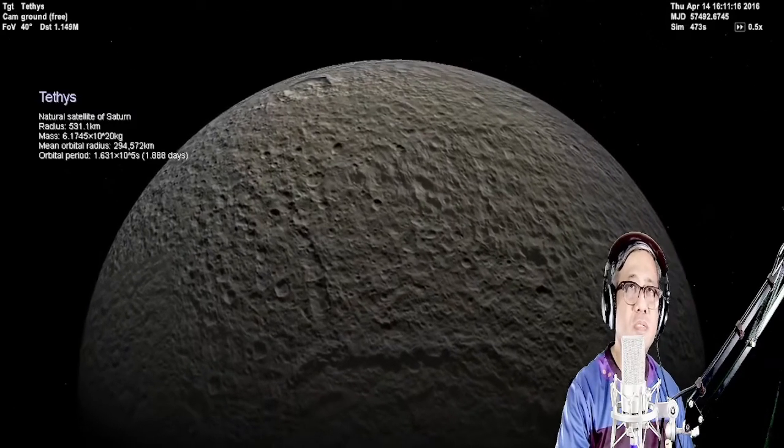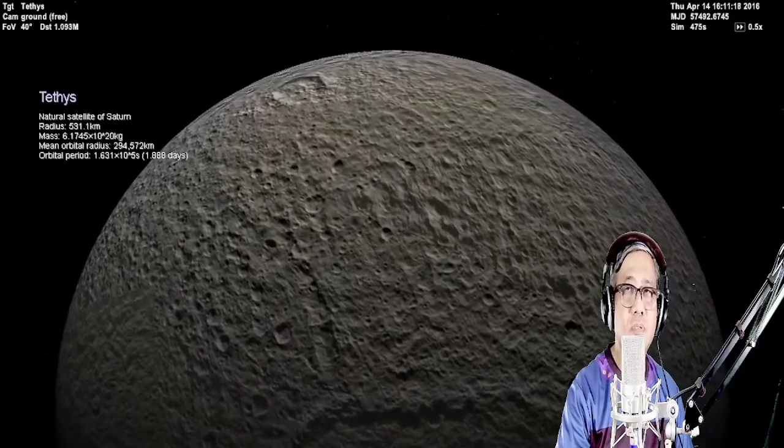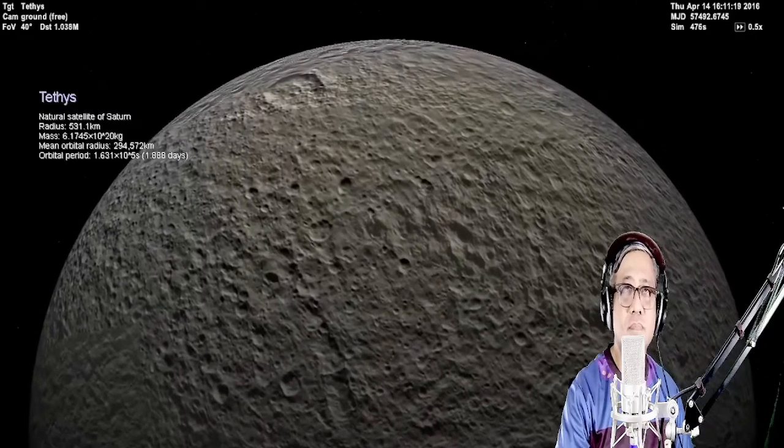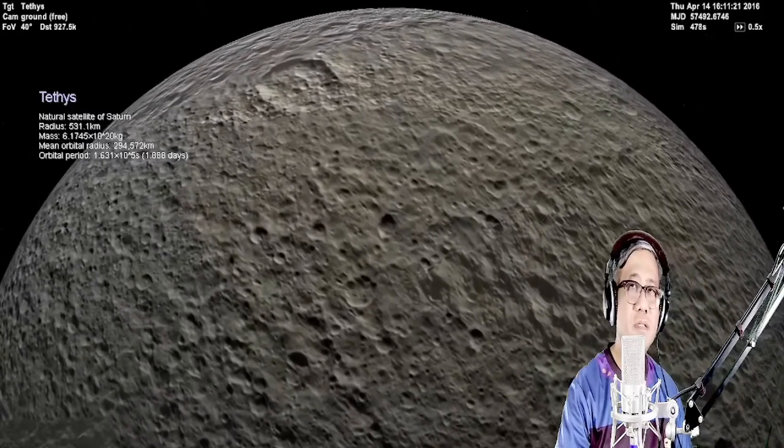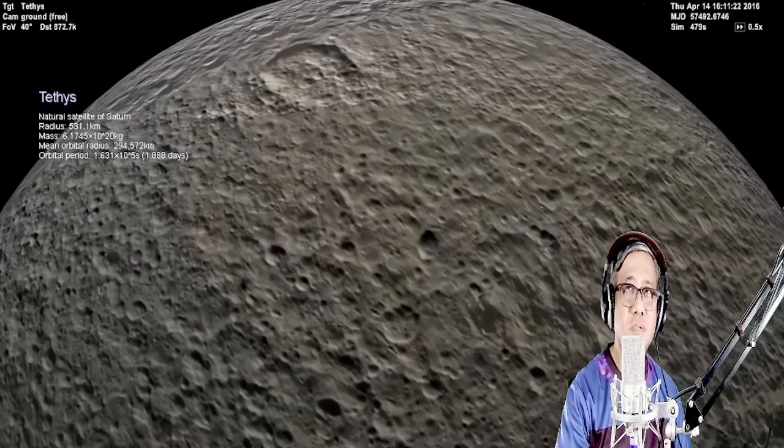Alright, so this is Tethys, one of the moons of Saturn. Fascinating, isn't it, mga ka-spacers?